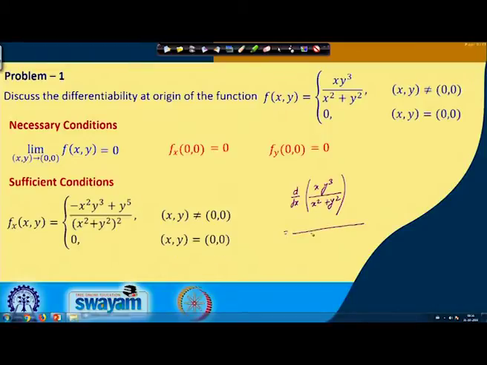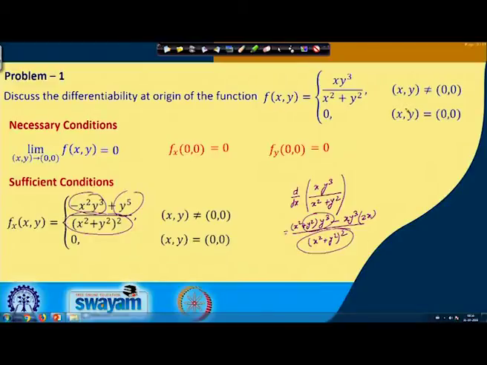So, this will be equal to the denominator, x square plus y square, whole square. The derivative of the numerator with respect to x will be y cube, then minus x y cube times the partial derivative of the denominator with respect to x, which is 2 x. So, here we have 2 times x square y cube. We will get minus x square y cube, and then y power 5, over x square plus y square, whole square.